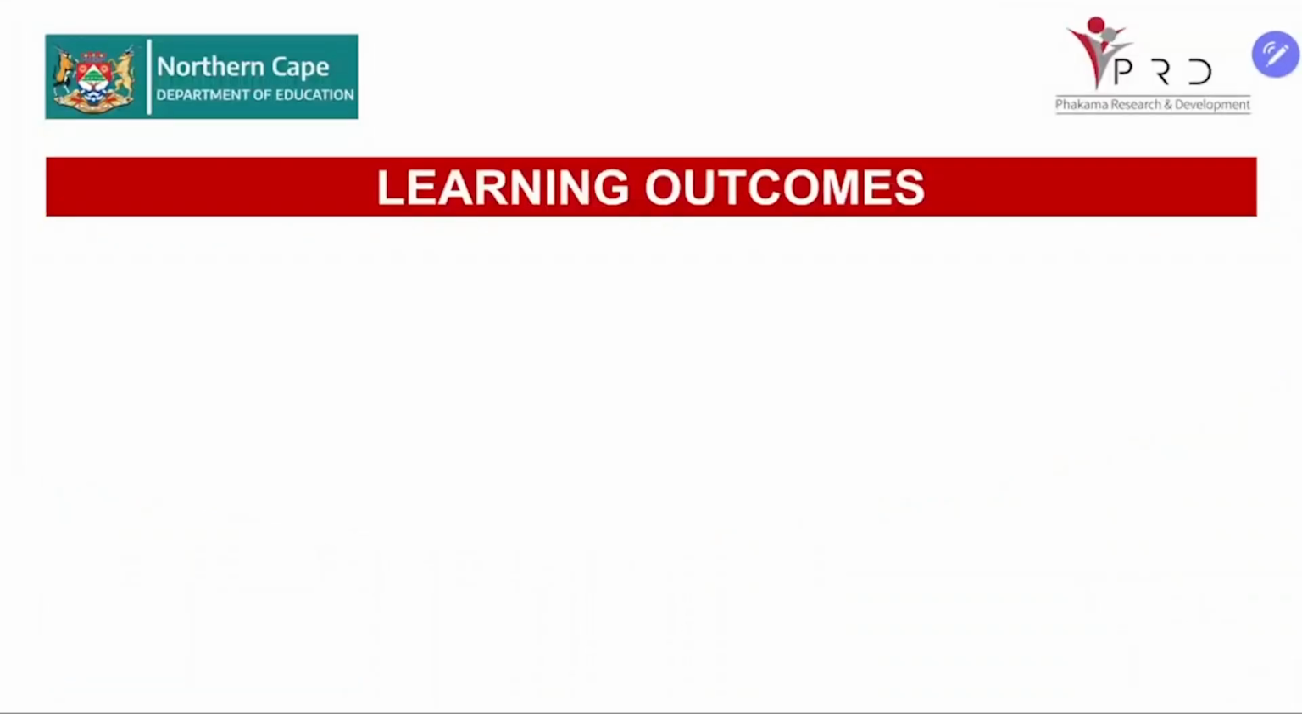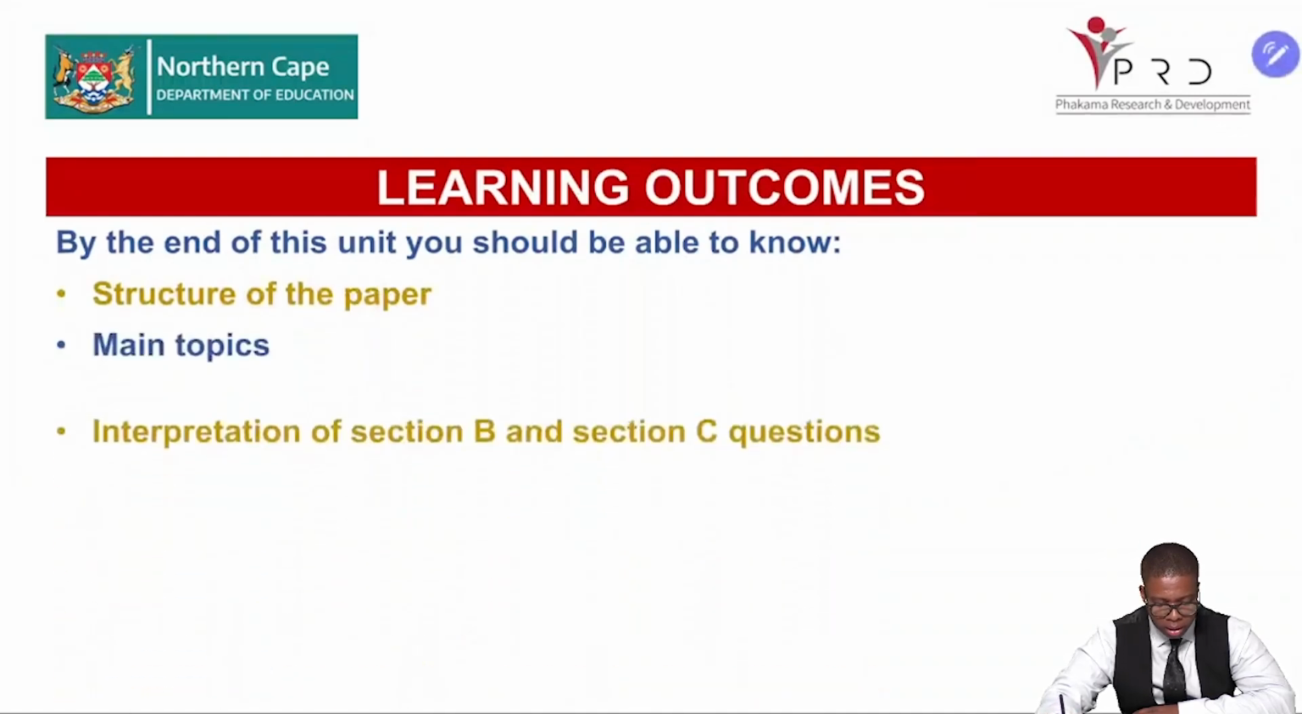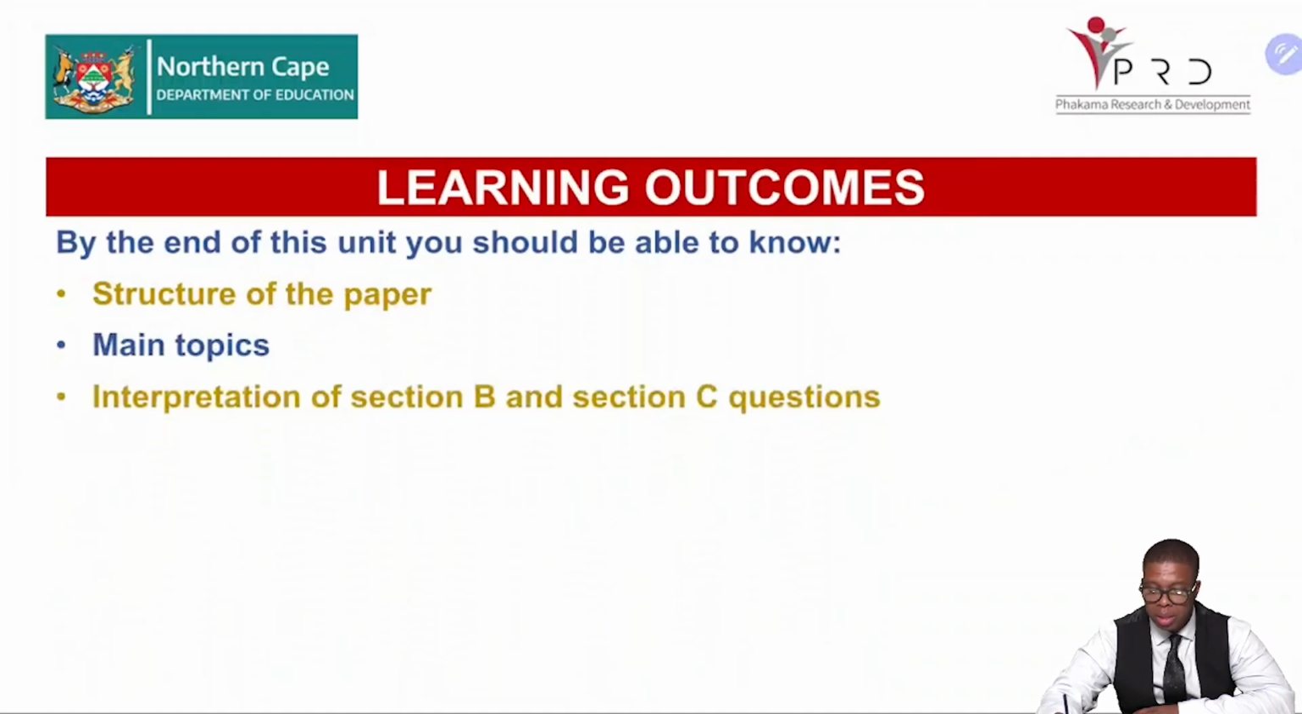Now, let's start. Learning outcomes. By the end of this unit, you should be able to know, number 1, the structure of the paper, number 2, the main topics in paper 1, together with interpretation of section B and section C, focusing on business operations. That is the focus for today's revision lesson.